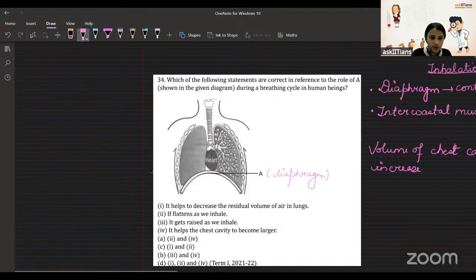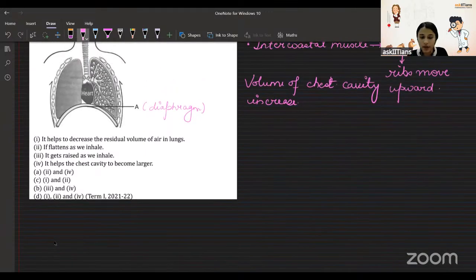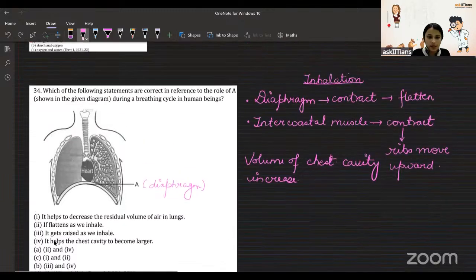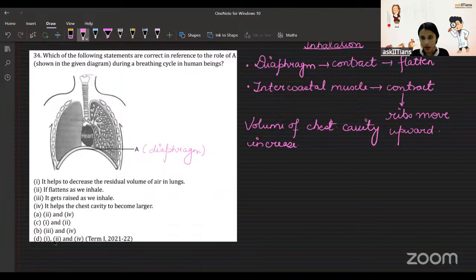So now, what are the options? It helps to decrease the residual volume of air in lungs. No, this statement is wrong because the diaphragm helps in increasing the volume of the thoracic cavity. It will not decrease the residual volume. So the first statement is wrong. The second statement is it flattens as we inhale. Yes, because during inhalation the diaphragm contracts and becomes flattened to increase the volume of the thoracic cavity. So this statement is true.